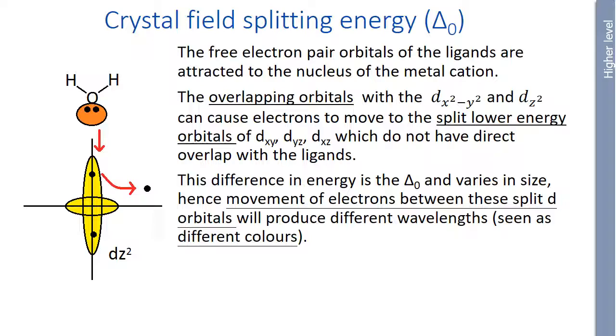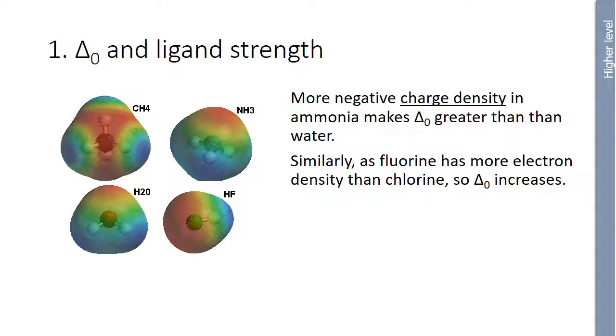And this difference in energy is known as delta naught, or the crystal field splitting energy. And it depends on 3 different things. It depends on the size of the metal cation in the middle, and this is related to the movement of electrons between the split d orbitals, and this will relate to different wavelengths being absorbed and also emitted by the complexes. And we'll see this as the myriad different colors of particularly transition metal ion complexes. Okay, so this crystal field splitting energy depends on 3 factors, which I'm now going to go through.